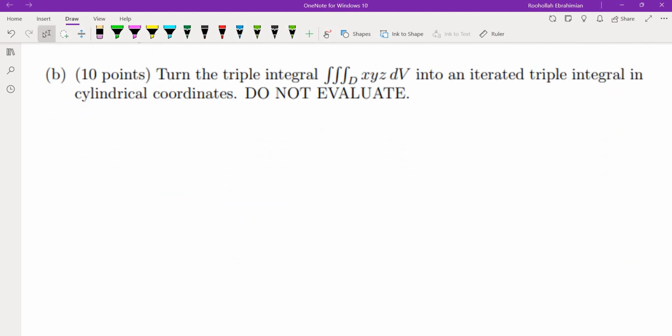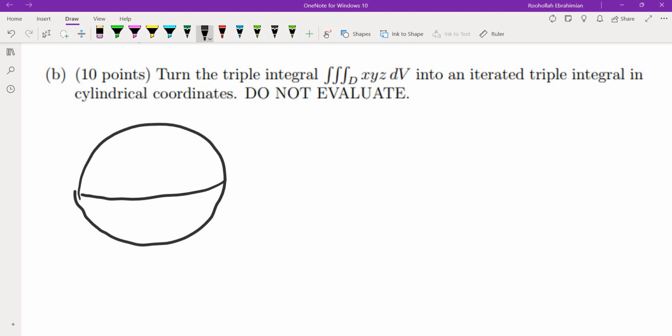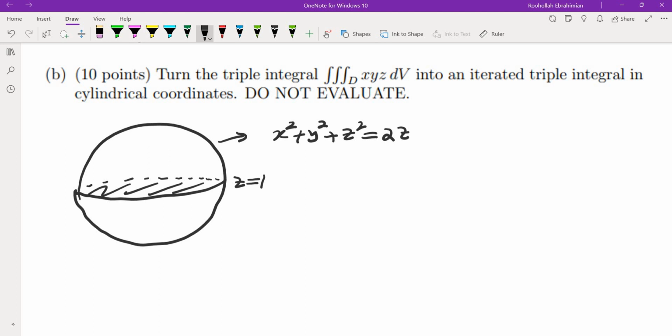Turn this triple integral into an iterated triple integral in cylindrical coordinates. Okay, so in order to turn this into cylindrical coordinates, we'll have to find the bottom and the top. The bottom is given as z equals 1. So this one is z equals 1. The top is x squared plus y squared plus z squared equals 2z. But we will have to solve this for z. So this is x squared plus y squared plus (z minus 1) squared equals 1.